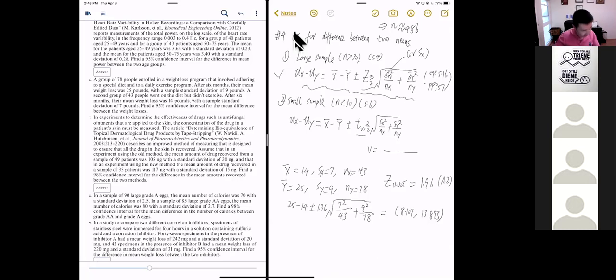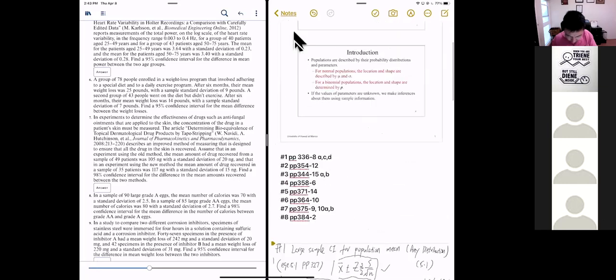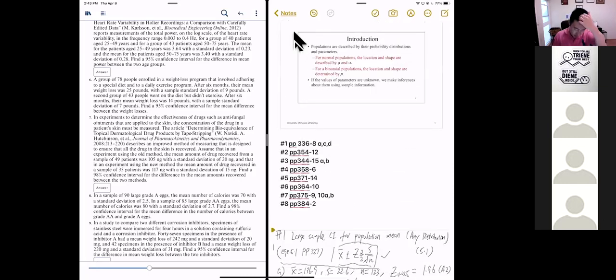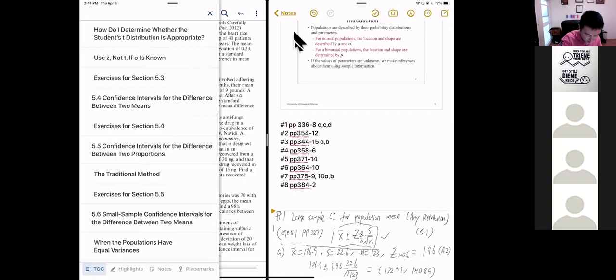All right, let's do one more question today. I think we can comfortably finish all these questions by next time. So let's do one more, question number 5 today, and leave the remaining questions for next time. Number 5 is on page 371, question 14. That is from section 5.6.